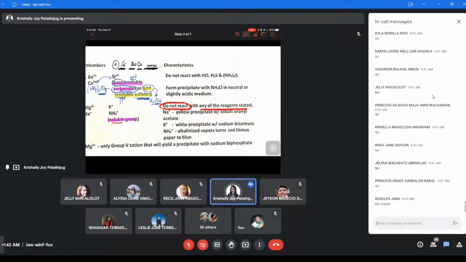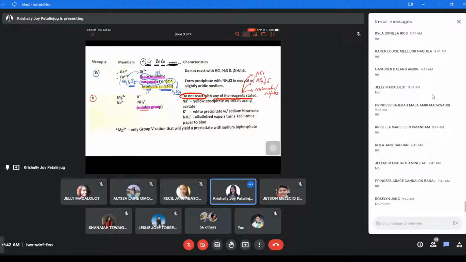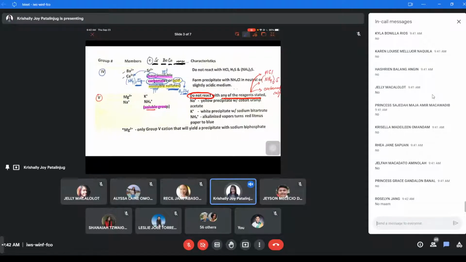What are the reagents mentioned earlier? We have HCl, ammonium sulfide. They will not precipitate in the presence of these substances, or of the precipitating agents carbonates or sulfates. Instead, they each have their own individual precipitating agents. That is why they are called soluble in general, because the precipitating agents differ. They have individual characteristic precipitating agents.